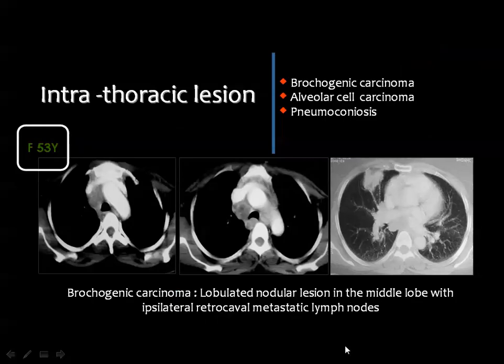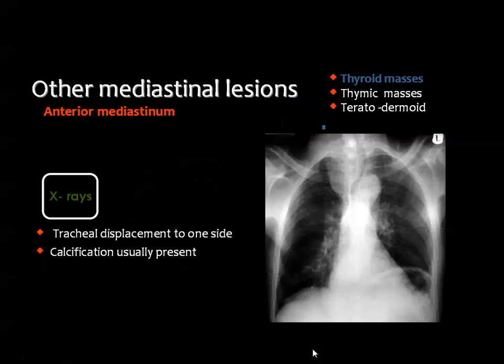Then here you see a peripheral pulmonary nodule with a spiculated margin, and you see a lymph node posterior to the superior vena cava, and another lymph node here, or the same lymph node, then you assume that these lymph nodes are metastatic from this primary malignancy.